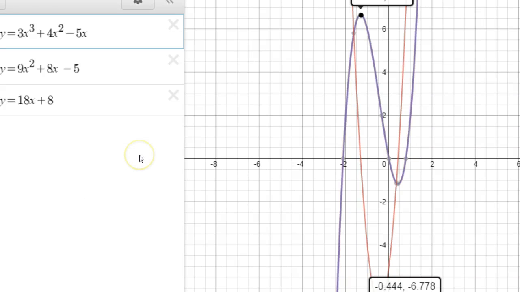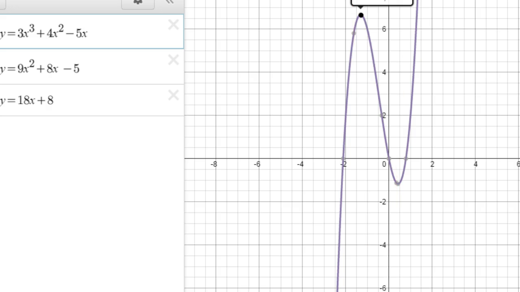Alright, now what I wanted to do was to go more in depth as to what the graphs of the higher order derivatives actually do. So this is the graph of the actual position function. Okay, it's 3x cubed plus 4x squared minus 5x. So if I do the derivative, I'm going to get this graph.